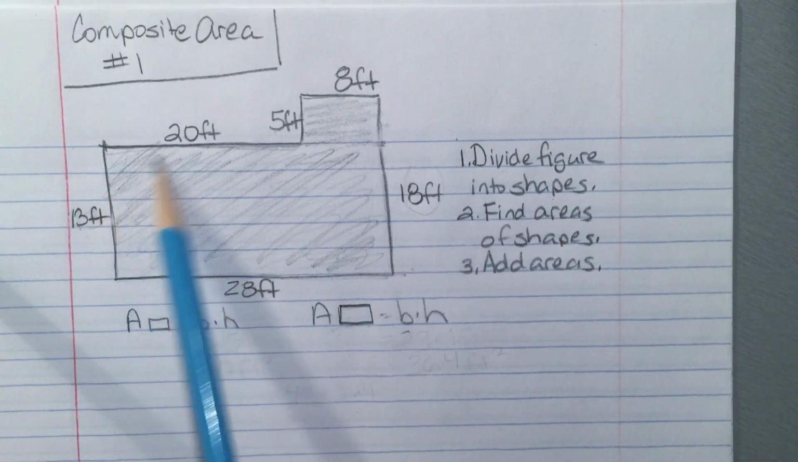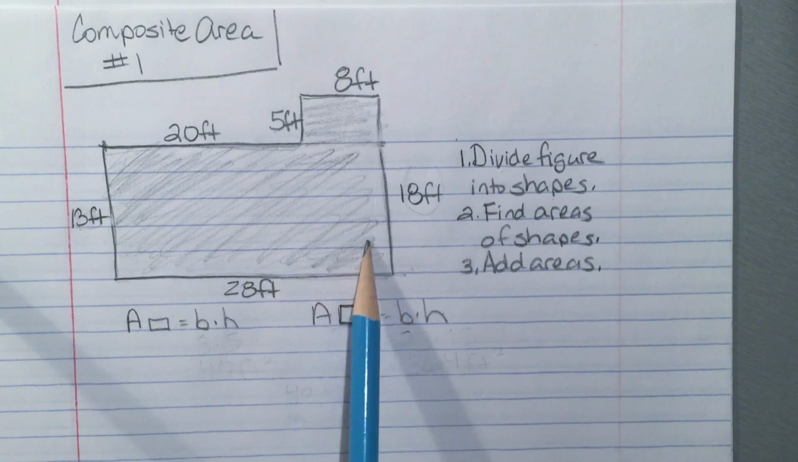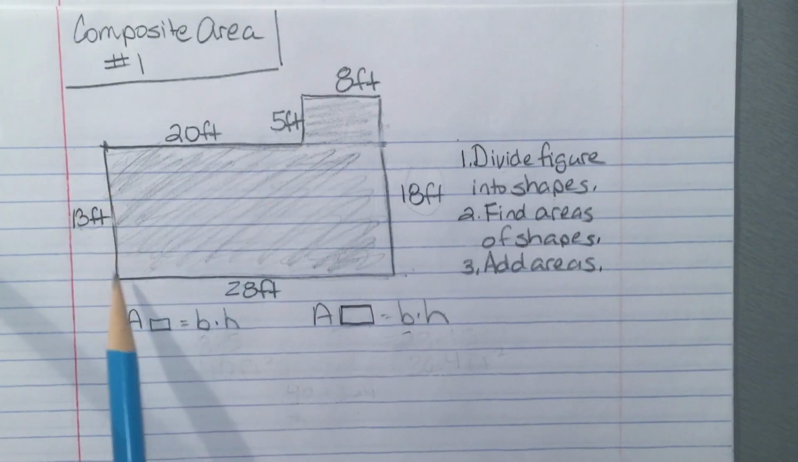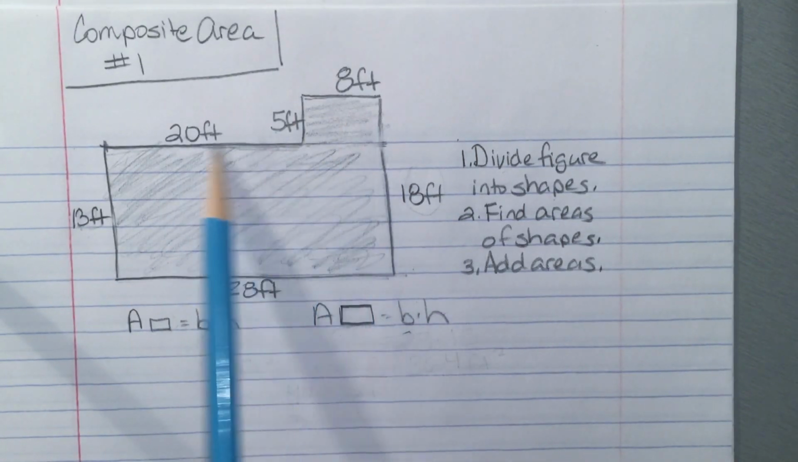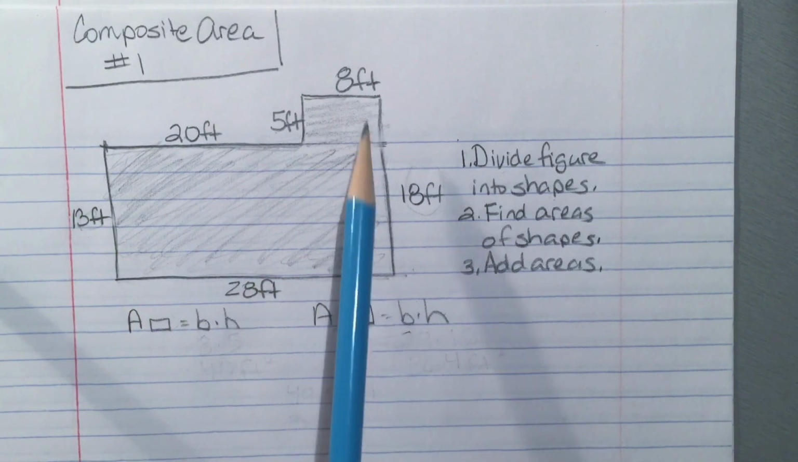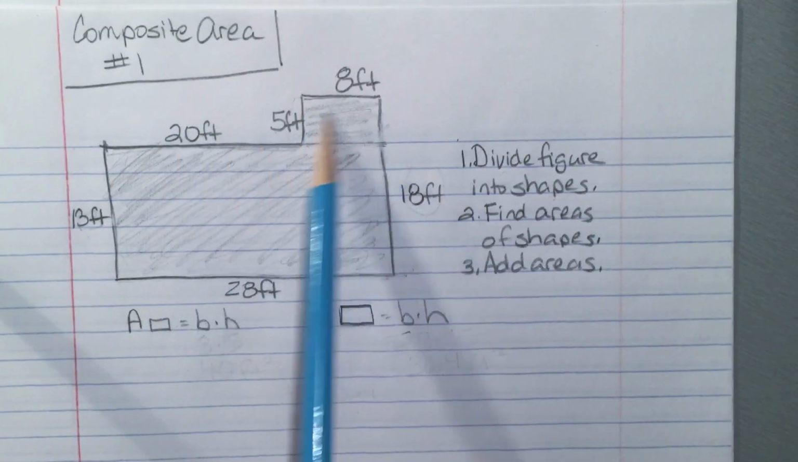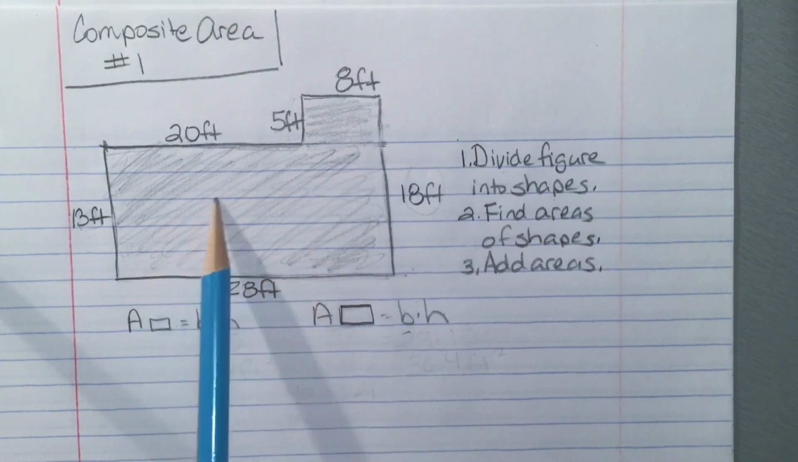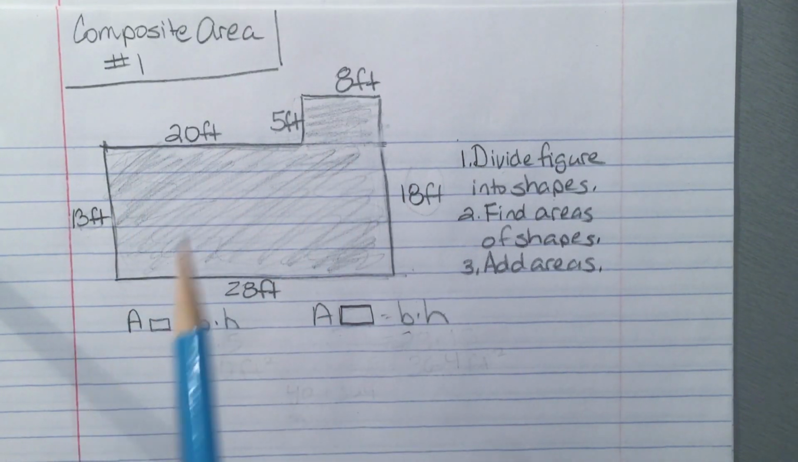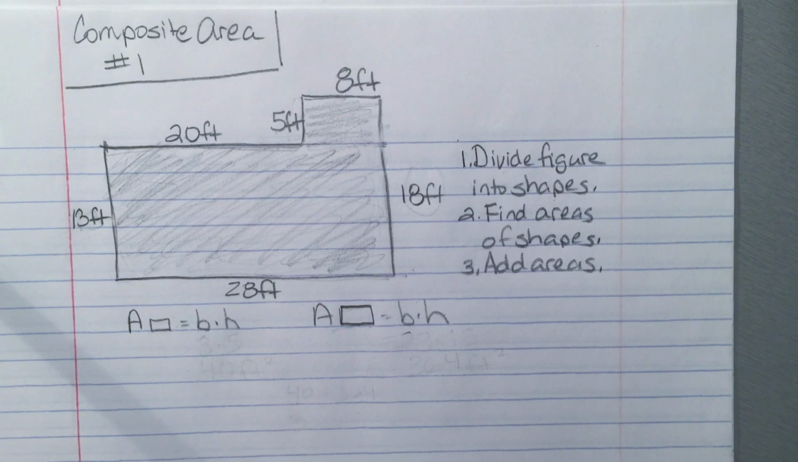Now remember that the area means the space that the figure takes up. It is not the perimeter, which is the distance around the figure, that we're looking for. If it were, we would just add up all these numbers and we'd be done. But we need to find the space inside that the figure takes up. So we have some formulas to help us with that.